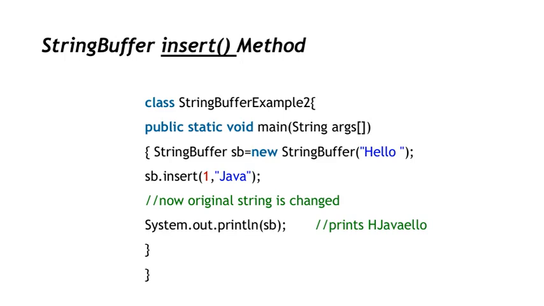Now let's look at how the insert method works with StringBuffer. In this example, we start by creating a StringBuffer object named sb with the initial value hello. Then, we use the insert method to insert the word Java at position 1. This is a key point because unlike string concatenation, insert allows us to add text at a specific position within the existing buffer. After the insertion, the original string is modified, and when we print sb, the output is HJavaello.